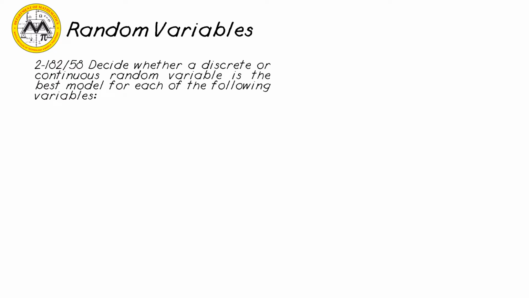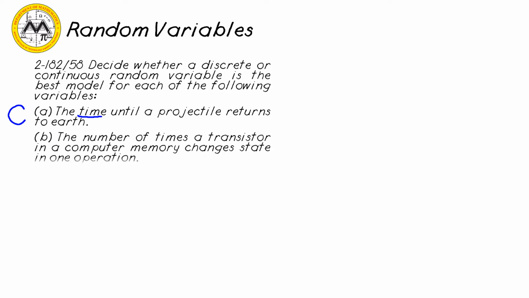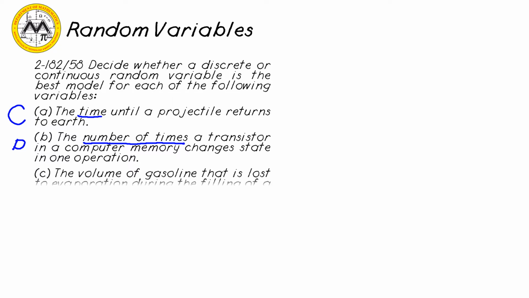Let us answer the following items. Decide whether discrete or continuous random variable is the best model for each of the following variables. A. The time until projectile returns to Earth. So here, the quantity is time, and time is continuous. The number of times a transistor in a computer memory changes state in one operation. So this is number of times. Number of times is discrete. It can be 1 time, 2 times, 5 times, 100 times.